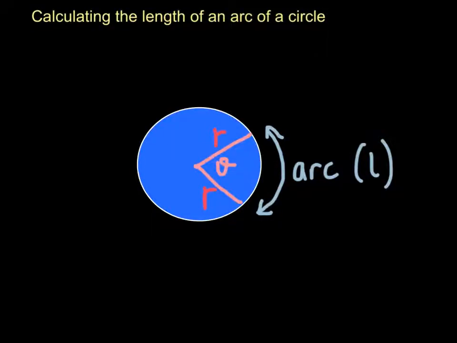Okay, this is exercise 6B: calculate the length of an arc of a circle. You've done this at GCSE with degrees, but it's a lot easier when that angle is in radians. So there's our arc, which we're going to call L.